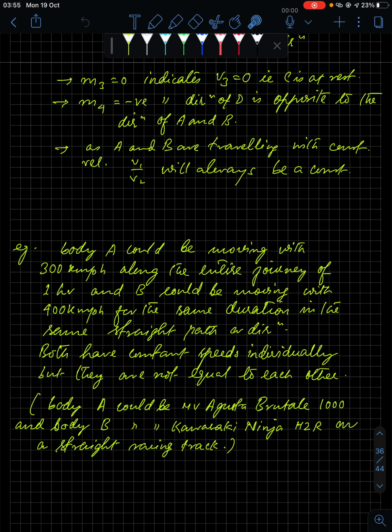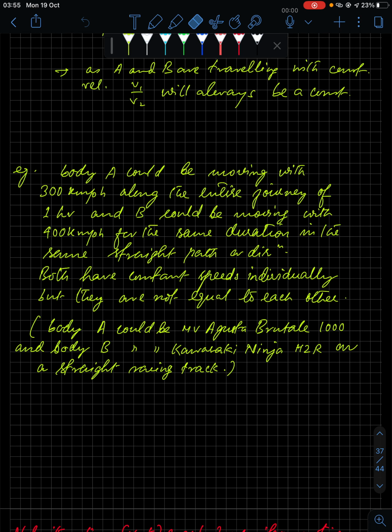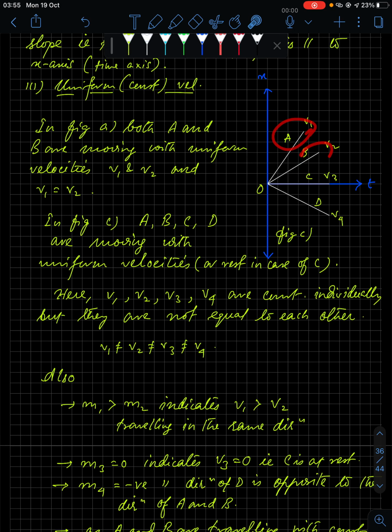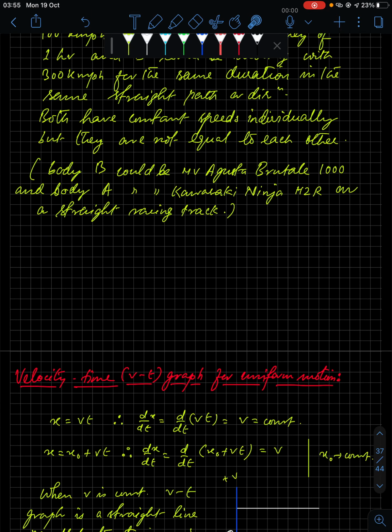Let me make a correction here. Let me give a greater speed for body A, 400, otherwise it will not agree with the graph. And body B is 300. So body B is this and A is this. So body A is moving with 400 kmph and body B is moving with 300 kmph. So here body A has greater slope in comparison to body B. I hope you can relate that.